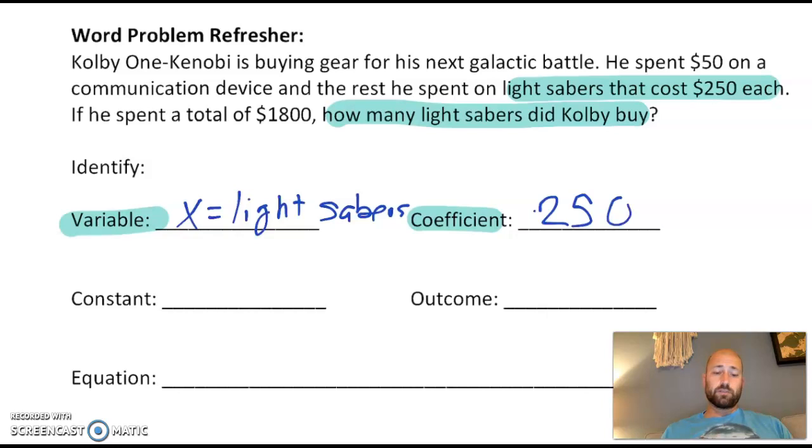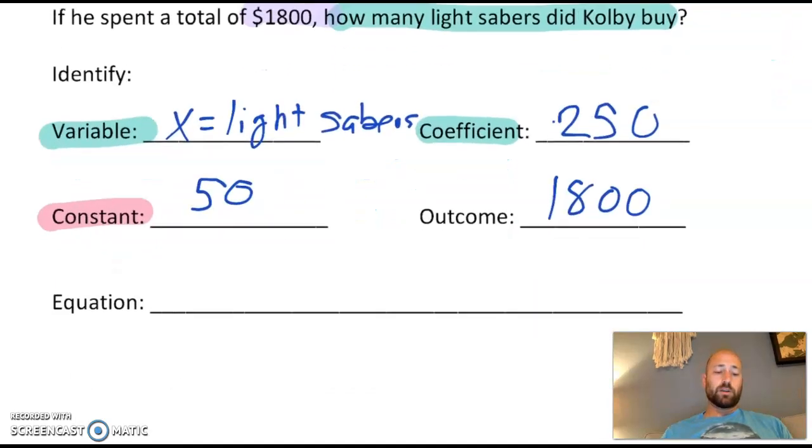All right, the next one is our constant. Our constant is the number that's all by itself, happens once. He spent $50. That is our constant. His outcome is our total. What was the total amount that he spent? And the total amount was 1,800.